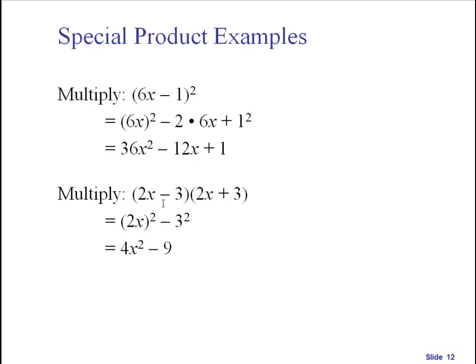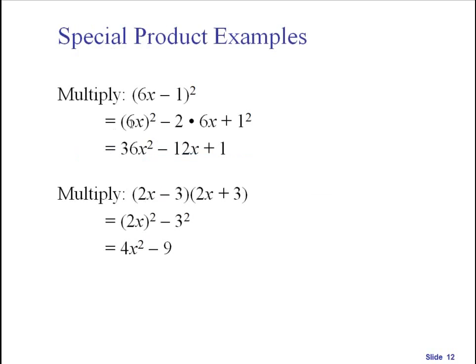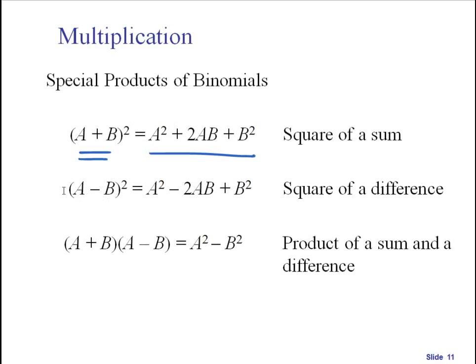Last but not least, these special product examples are just showing you that if you square something, you're going to get a certain type of answer. Well, they're just taking those and putting numbers to them, right? So here's something being squared where there's a plus in the middle. Here's something being squared where there's a minus in the middle. So we go back here, okay, here's something being squared where there's a minus in the middle.